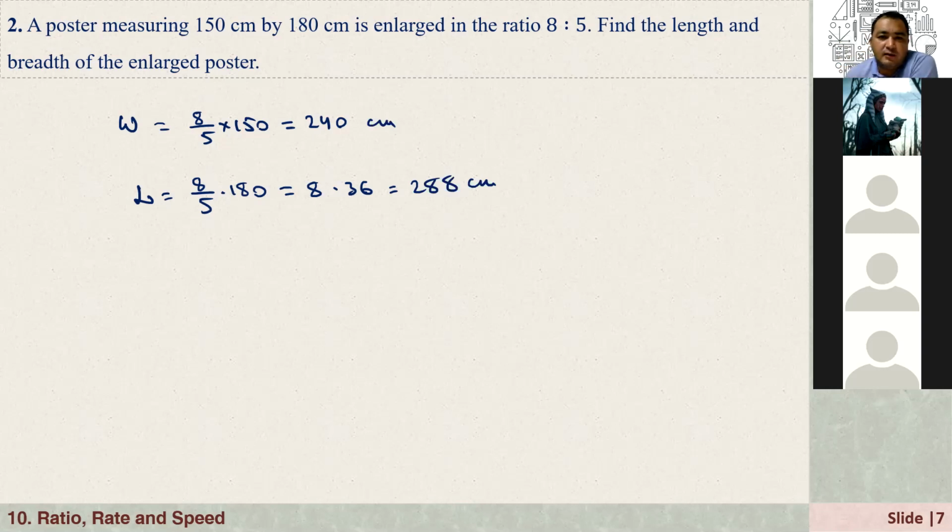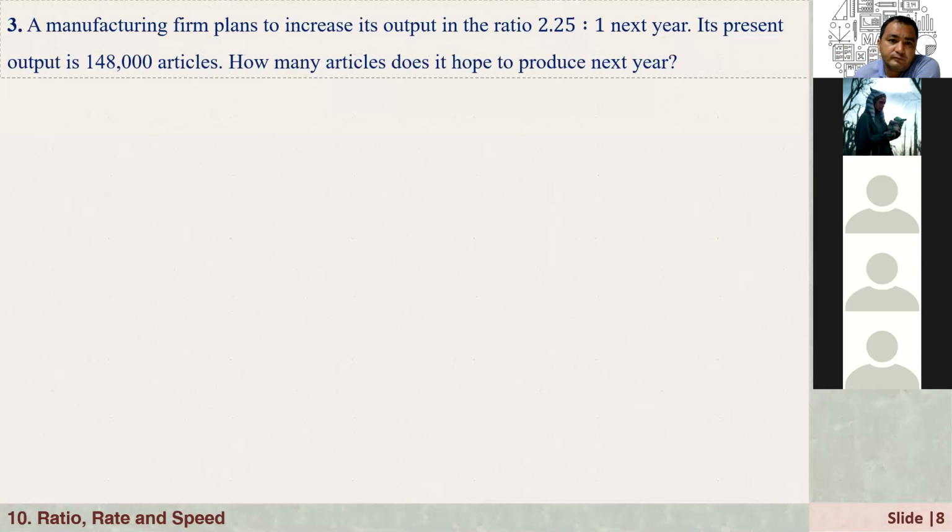Actually here it is enlarged in the ratio 8:5, right? We know that if you're just increasing or enlarging something in a ratio, you should just multiply that number by this fraction. So 8/5 times 150 is 240, and 8/5 times 180 is 288. Okay, good. Let's continue. Next question.